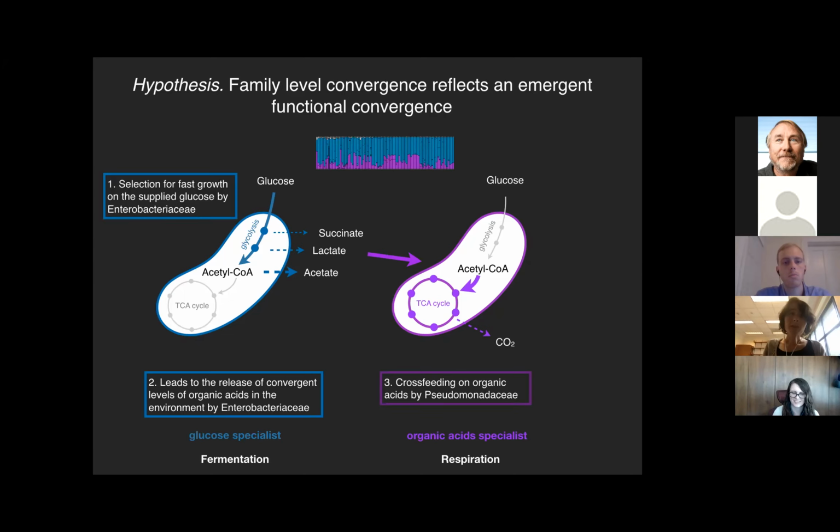And so what this means is that this family level convergence in glucose habitats reflects an emergent self-organization between two functional groups. The glucose specialists will ferment the glucose, and then the organic acid specialists mostly feed on and respire the byproducts of fermentation. And so now I'll call the glucose specialists fermenters and the organic acid specialists respirators. So F and R.